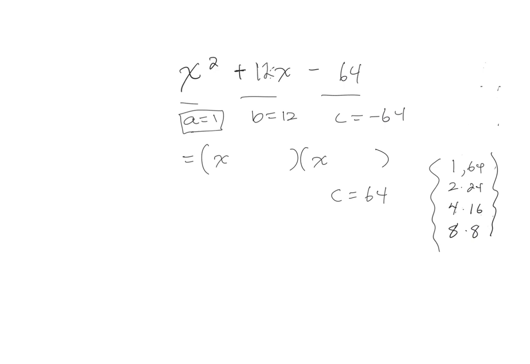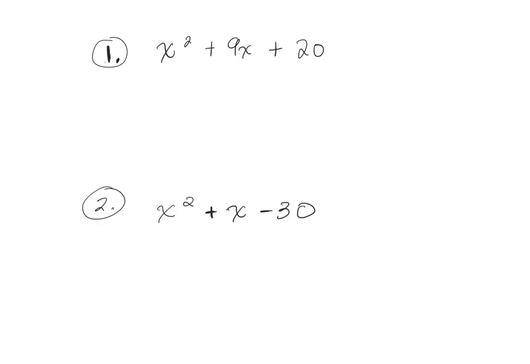What gives us a difference of 12? 4 and 16. Now I'm going to put the bigger number with the sign that's here. What's the bigger number? 16. So it gets the positive, and the negative goes with the 4. So that's x plus 16 times x minus 4. Okay? Now I'm going to give you a couple problems that you can try on your own, and I'm not going anywhere. I'm going to be right here.